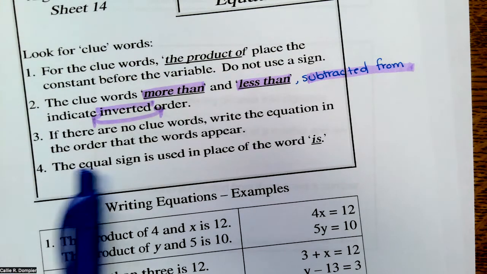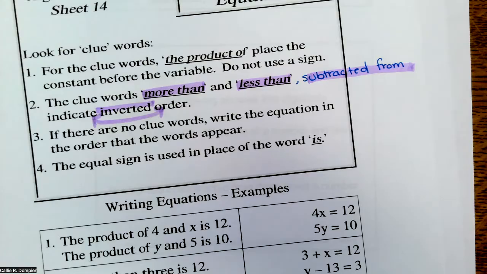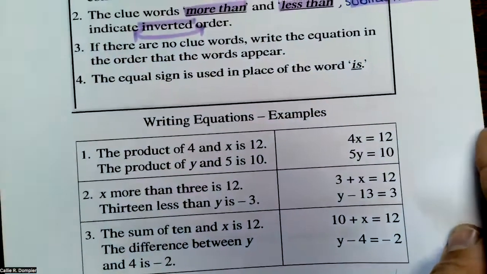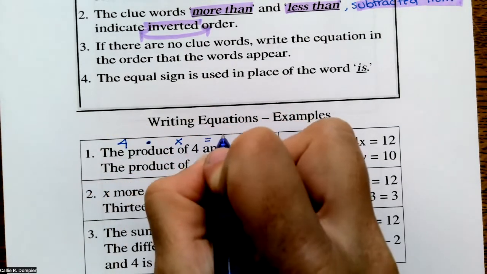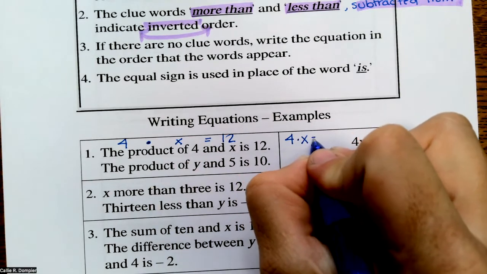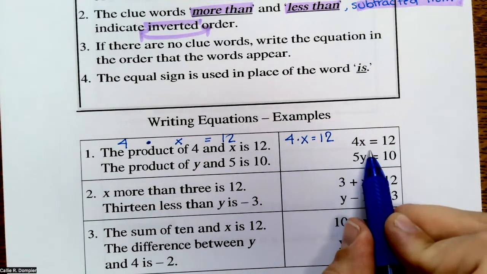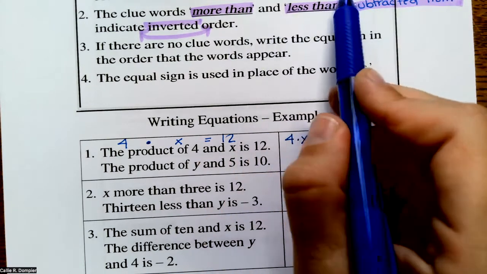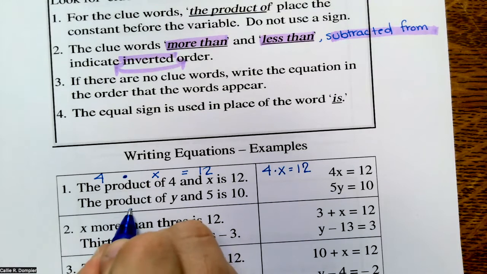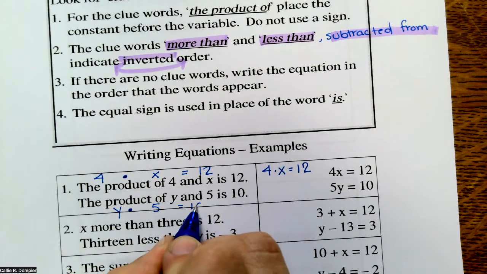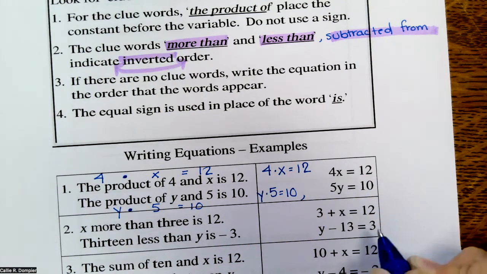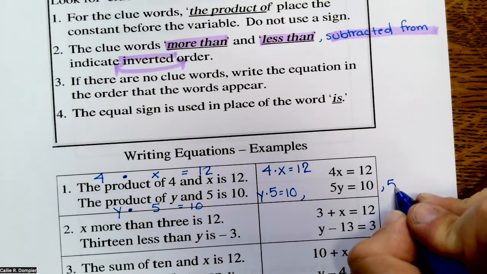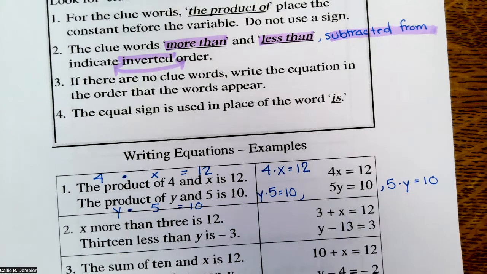Okay. An equal sign is used in place of the word is, if there is an equal sign in what you're working on. All right. So the product of 4 and x is 12. So we have 4 times x is 12. They also wrote it as 4x equals 12, right? Do not use a sign. The product of y and 5 is 10. So I can say y times 5 is 10, or I can say 5 times y is 10, or I can say 5y equals 10. But that's the cleanest way to write it.